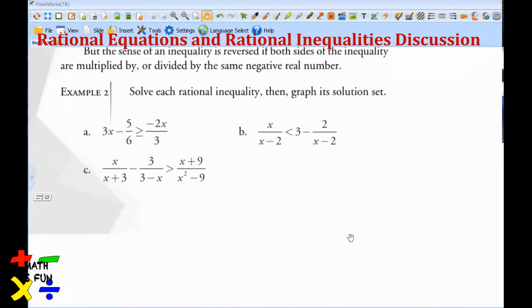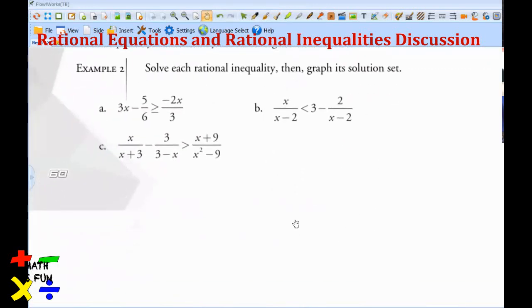Let's try letter A. Okay, so letter A, we have 3x minus 5 over 6 greater than or equal to negative 2x over 3. This is the same as doing the equal sign for the rational equation, all right? So let us also get the LCD of this. So what is the LCD of 6 and 3?